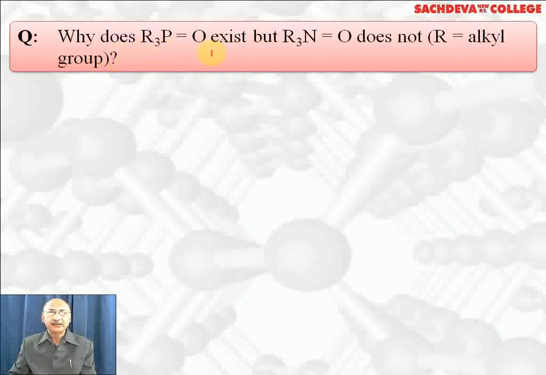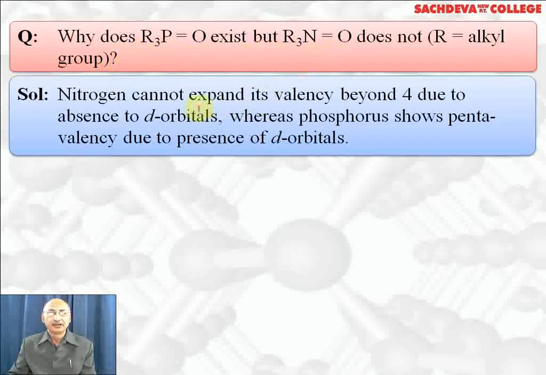Why does R3PO exist whereas R3NO does not, where R is alkyl group? Reason is nitrogen cannot expand its valency beyond 4 due to absence of d orbital, whereas phosphorus shows pentavalency due to presence of d orbital.